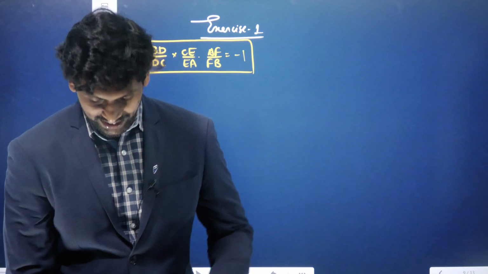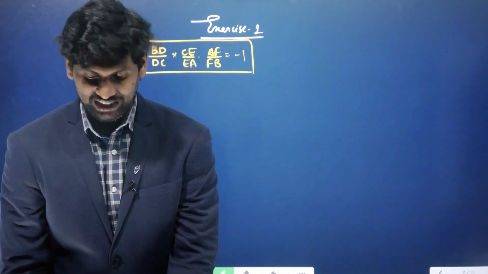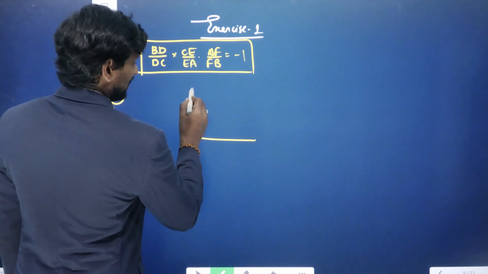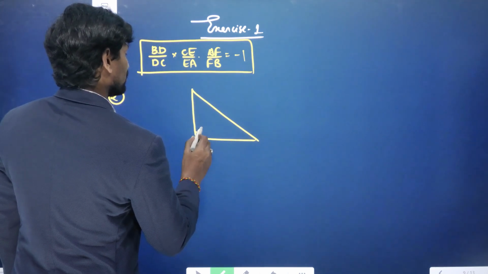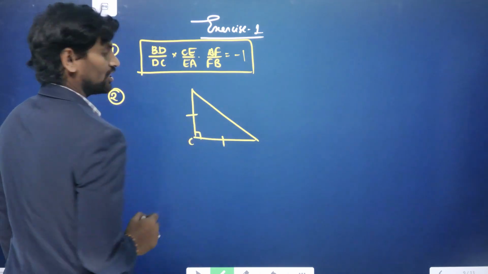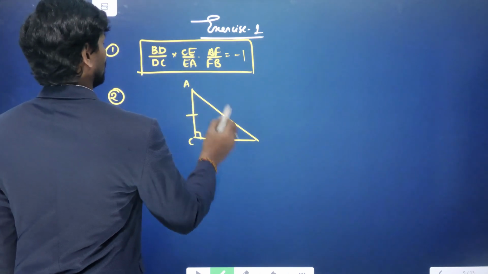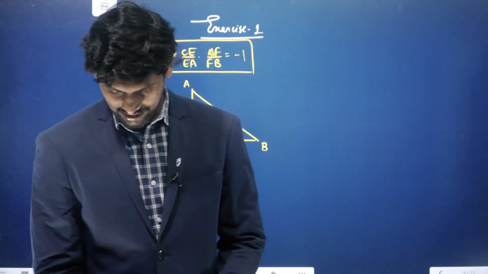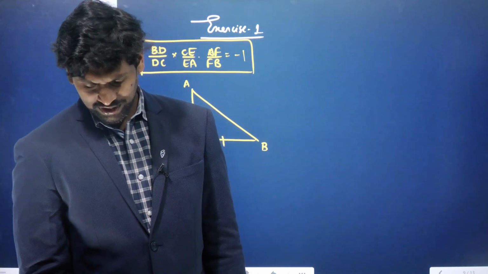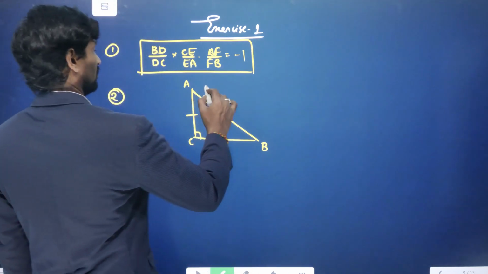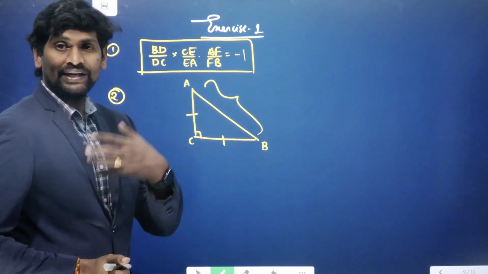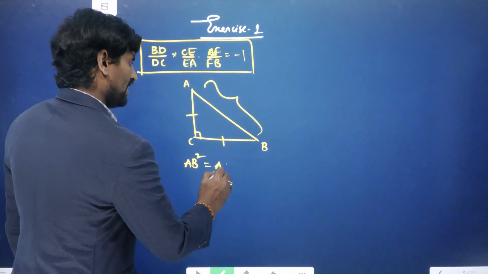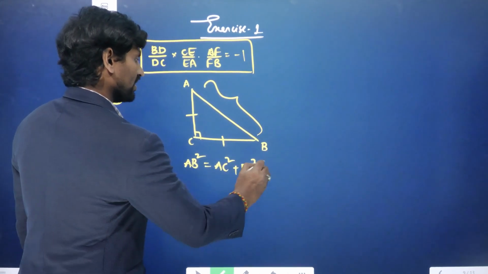Okay, the second question: triangle ABC is an isosceles triangle and angle C is 90 degrees. That means these two sides are equal, AC equals BC, because it is a right angle isosceles triangle. Then what is AB square? Use the Pythagoras theorem first. Hypotenuse square, AB square equals AC square plus BC square.